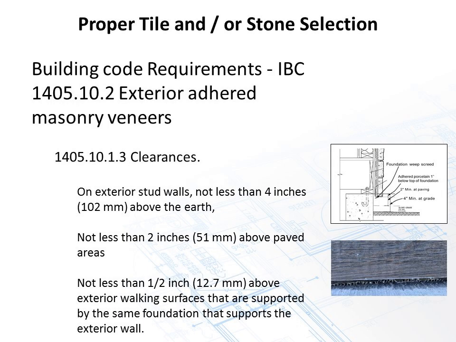Another part of the code that's relevant that most people aren't as familiar with is clearances. On exterior stud walls, you have to be at least 4 inches above dirt. That's so that water's not weeping up behind your wall system. And not less than 2 inches above paved areas, so the water can weep out, as you see in this lower right-hand picture. This is an actual installation on a commercial project where water has got into the wall, and you can see how it's weeping out.